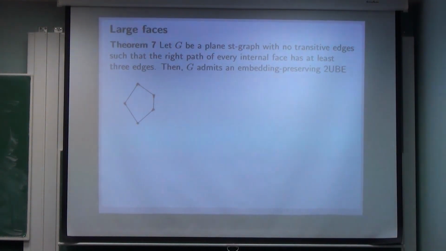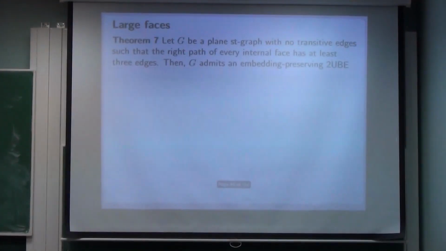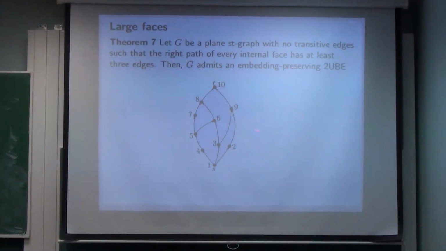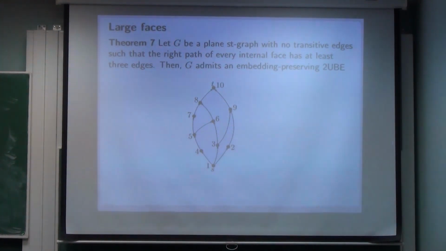Something that I didn't mention: the ST graph is an upward planar graph with a single source and single sink. Okay, so for this class of graphs, we show that G always admits an embedding preserving 2-page upward book embedding. I also have to specify what embedding preserving means. It means that if my original graph is given with some embedding, then the 2-page upward book embedding is going to preserve it. So the faces are preserved. The ordering of the edges around every vertex is preserved. This is another interpretation of that. So, okay, this is our ST digraph.